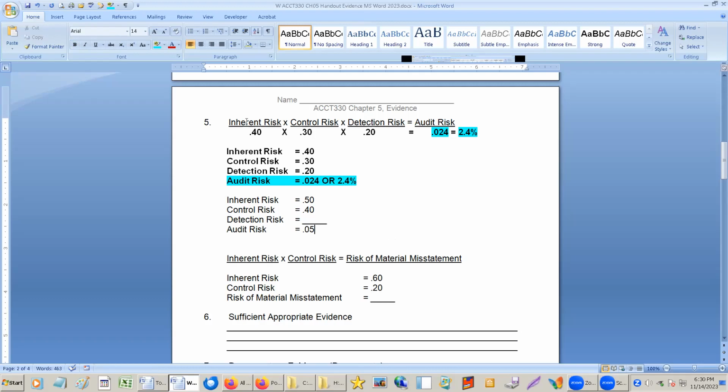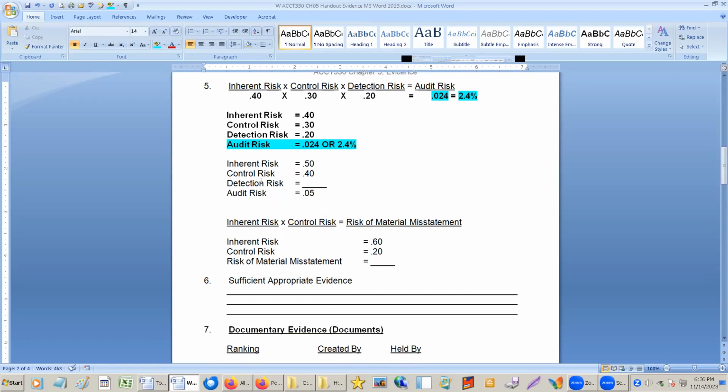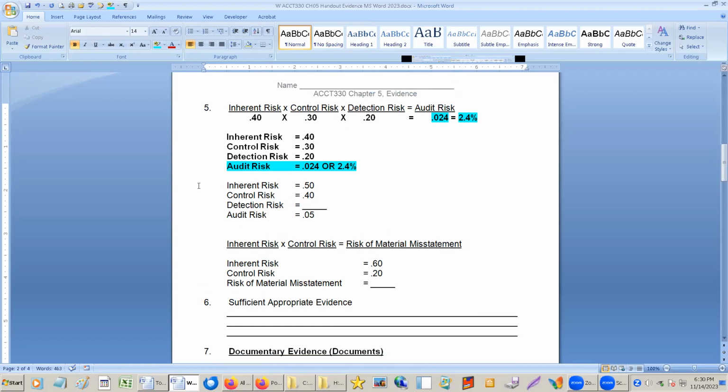By the way, I don't know if any CPA firms actually do this, but I do know that they tested this on the CPA exam this way a few times. So even though it's kind of theoretical, I think it's something that certainly could be tested.